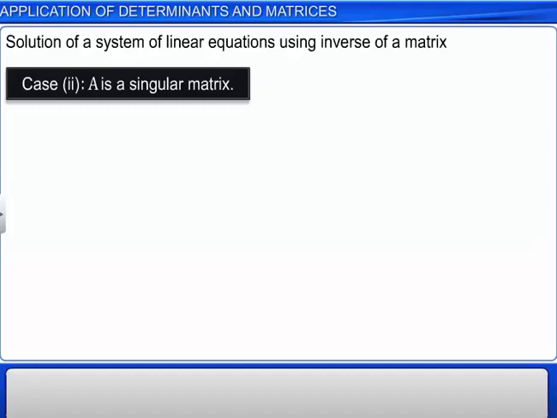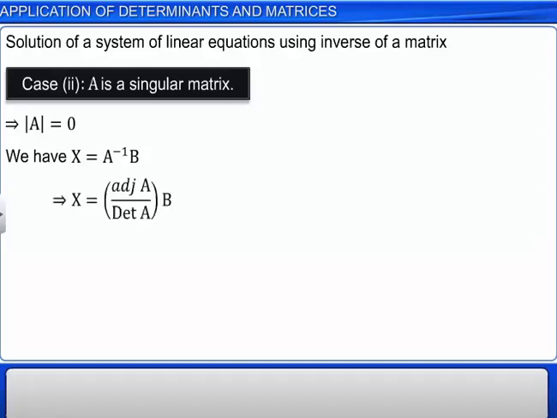Consider X = A inverse B. Now, A inverse is equal to adjoint of A divided by determinant of A. So we have X = adjoint of A into B divided by determinant of A. While solving this equation, 2 cases arise again. That is, adjoint of A into B is either a 0 matrix or a non-zero matrix.